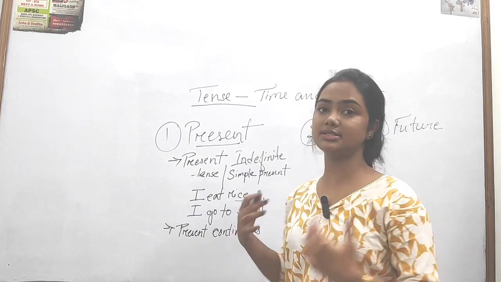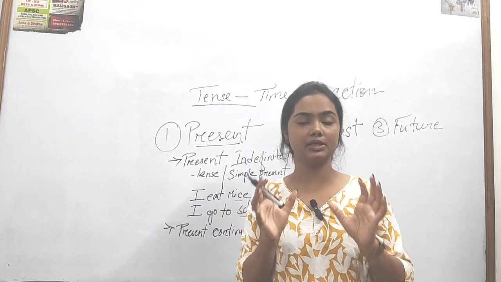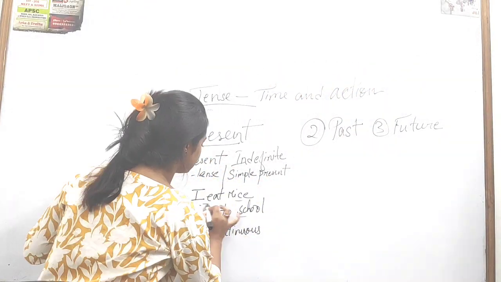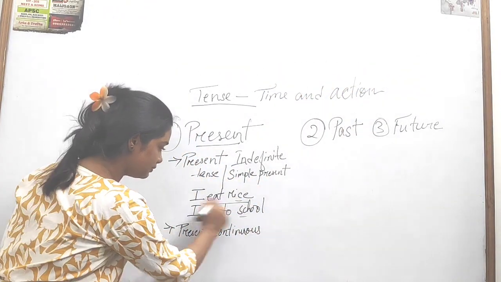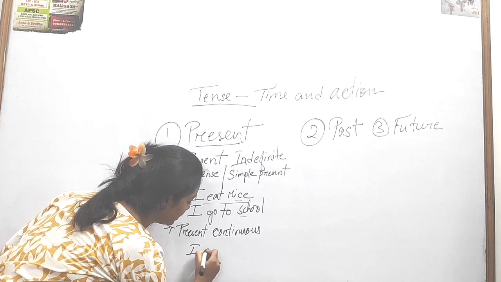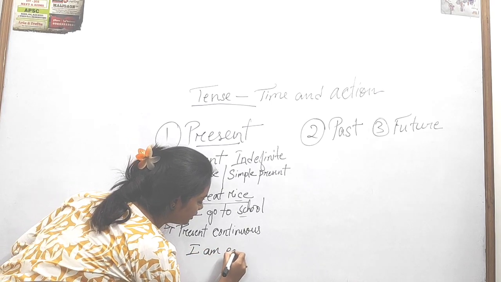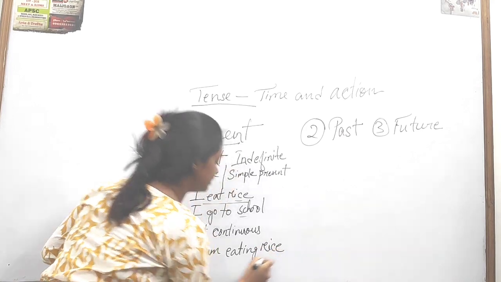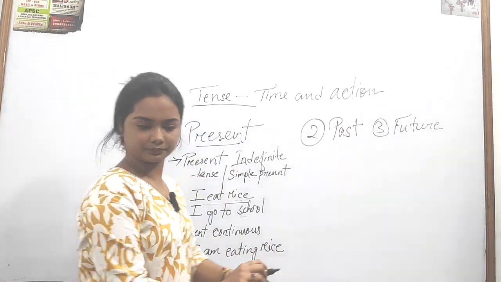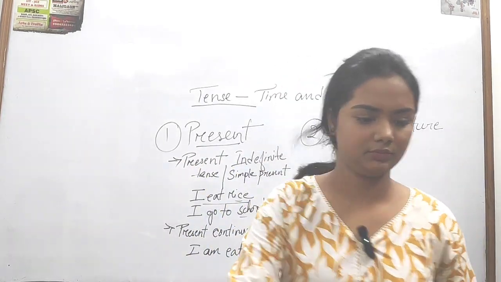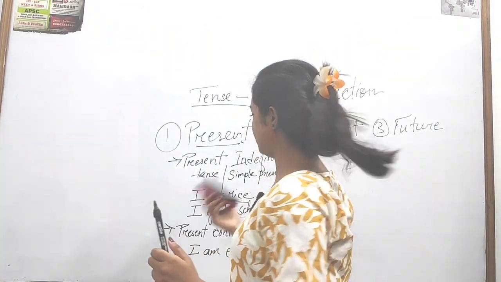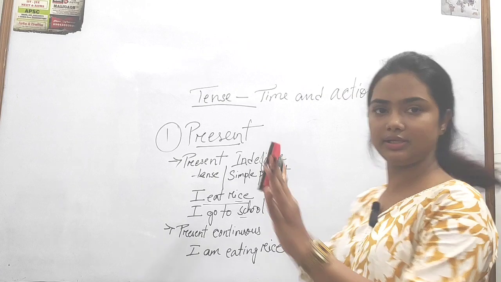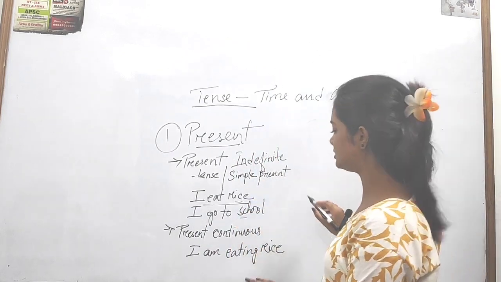Now present continuous tense tells you about a particular event which is still ongoing, right? If I take the same sentence, it will be I am eating rice. So this is still going on. First, let me clear you all with present tense.